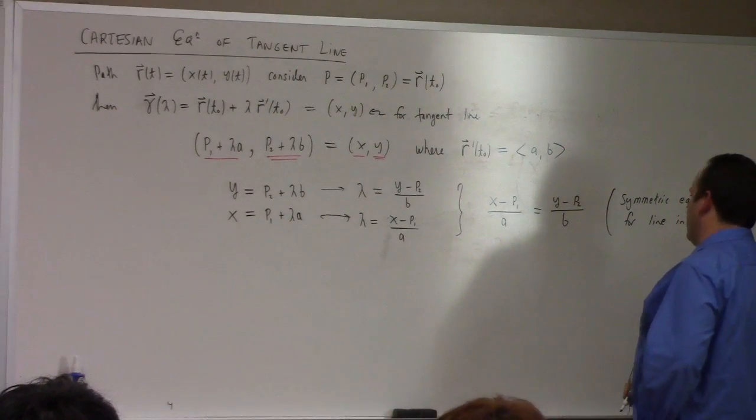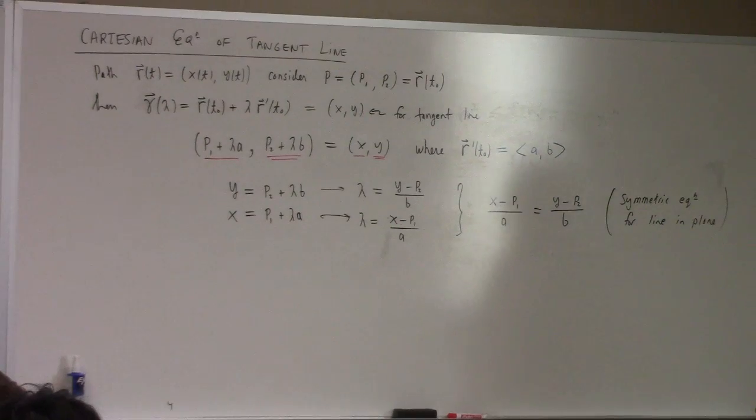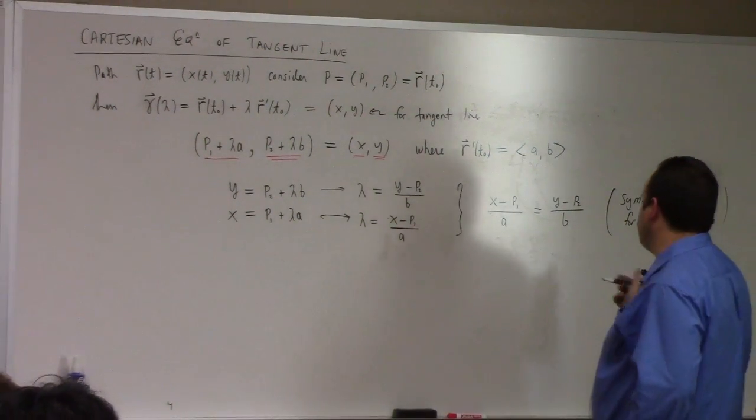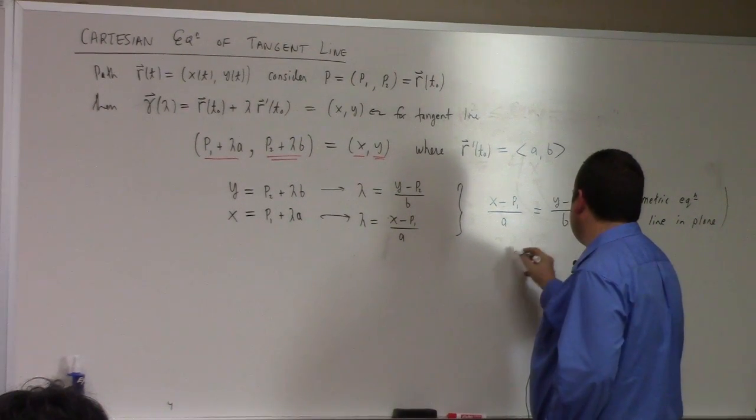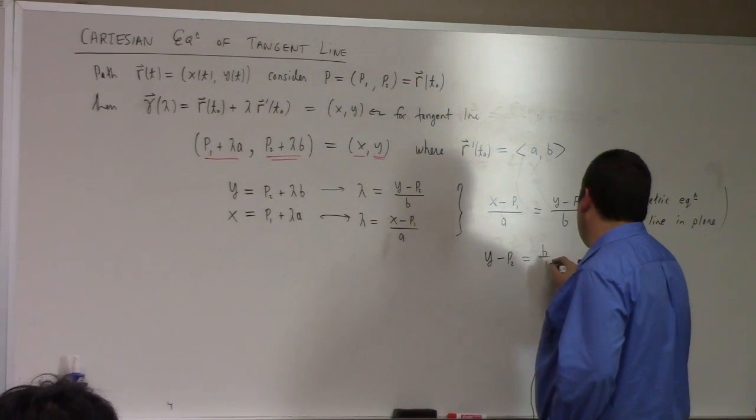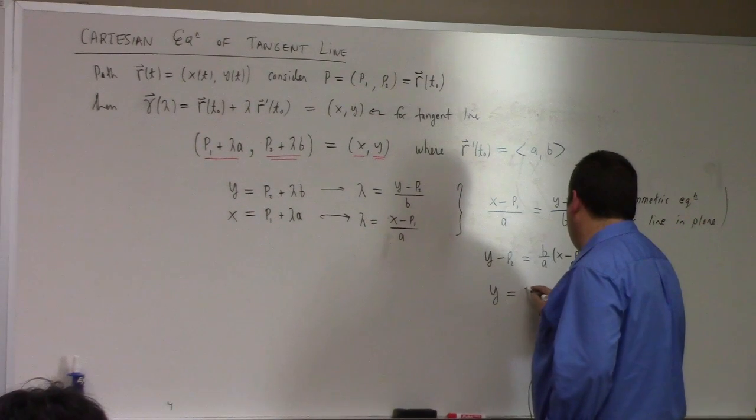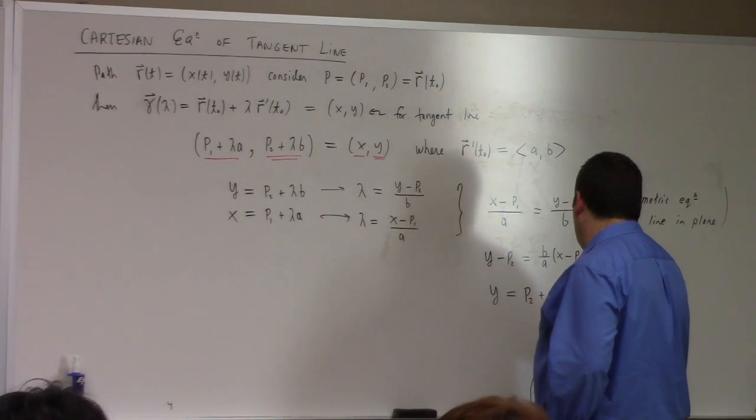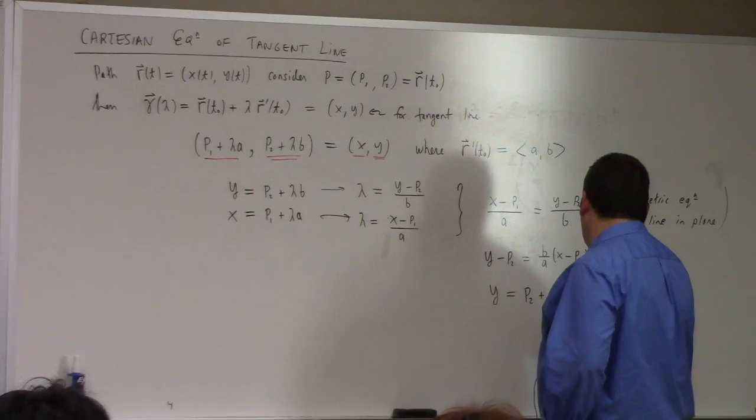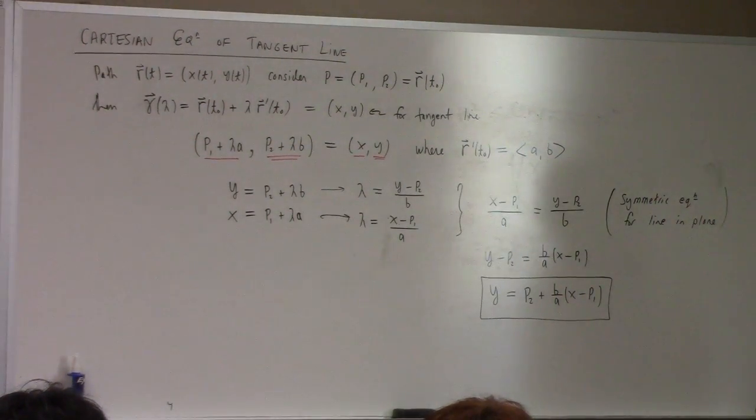It's because x and y appear in the same sense, you know? But of course, we want y equals mx plus b, right? So let's solve for that. What do we got? Solve this for y. What do you got? y minus P2 is equal to b over a times x minus P1, or y is equal to P2 plus b over a times x minus P1. There you go. That's the equation of the tangent line.